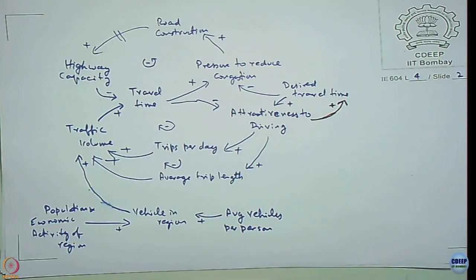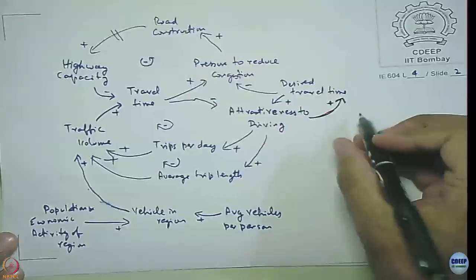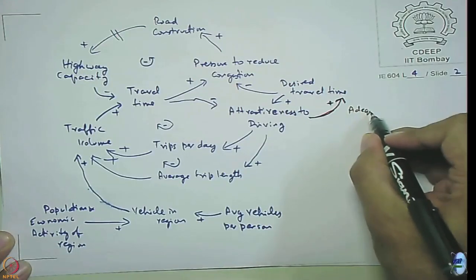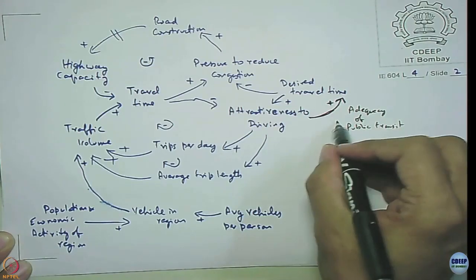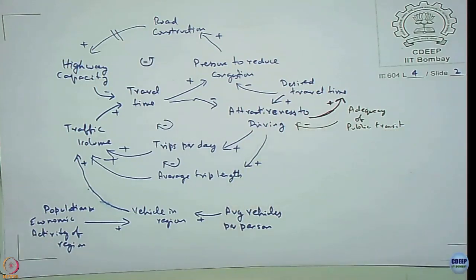Attractiveness to driving to average vehicles per person. It is not enough to go through this only looking at private vehicle ownership. Many times the attractiveness of private vehicles, of course, is based on other than just simple pleasure, it is also the utility of it, because most of the commute is for work. So, we would like to bring in the adequacy of public transit itself on how attractive it is to drive. So, let us introduce a variable called adequacy of public transit as a negative relation. In the sense, the more adequate the public transit is, it reduces your attractiveness to driving if you have really good public transit. It works the other way, if public transit is not good enough, then attractiveness to driving increases.